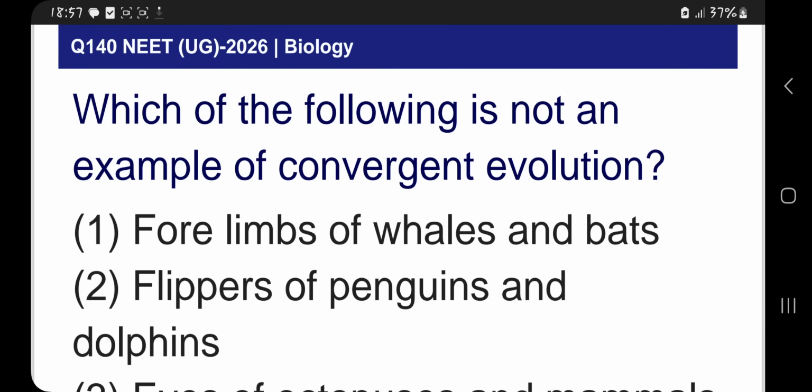Which of the following is not an example of convergent evolution? So, the incorrect example for convergent evolution. Forelimbs of whales and bats: whales use them for swimming, bats for flying. The origin is the same but the function is different. Flippers of penguins and dolphins: penguins are birds and dolphins are mammals. They are used for swimming.